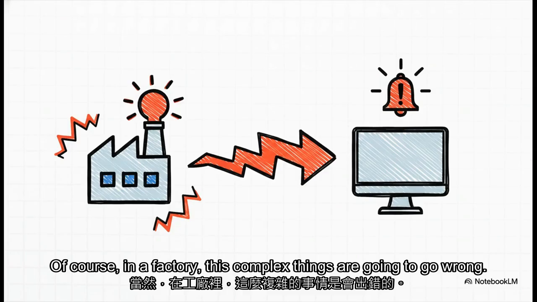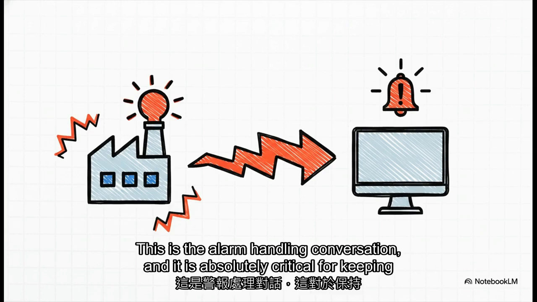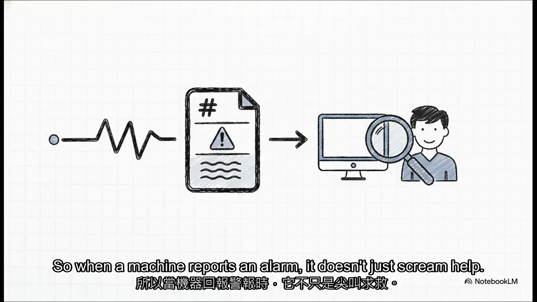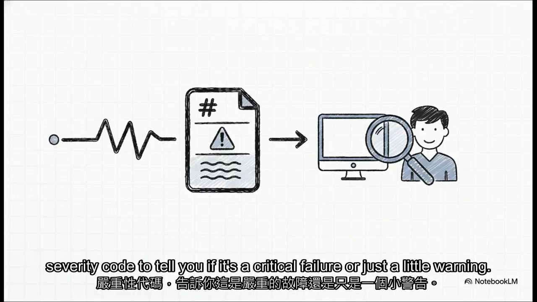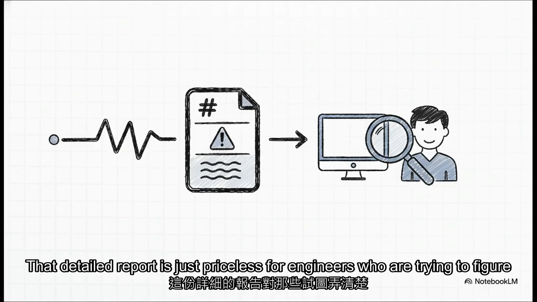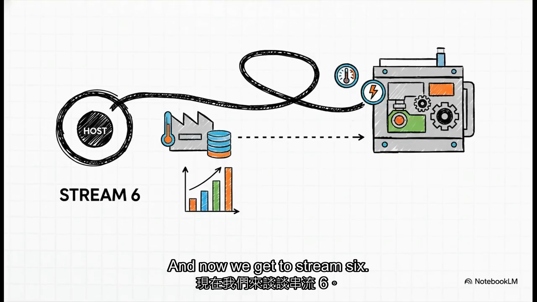Of course, in a factory this complex, things are going to go wrong. That's where Stream 5 comes in. This is the alarm handling conversation, and it is absolutely critical for keeping things safe and figuring out what went wrong. So when a machine reports an alarm, it doesn't just scream, help. It gives you a ton of useful data: a unique ID for that specific problem, a severity code to tell you if it's a critical failure or just a little warning, and even descriptive text. That detailed report is just priceless for engineers who are trying to figure out the root cause and make sure it never happens again.